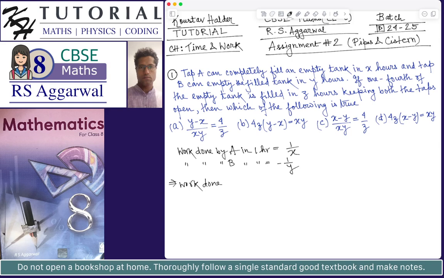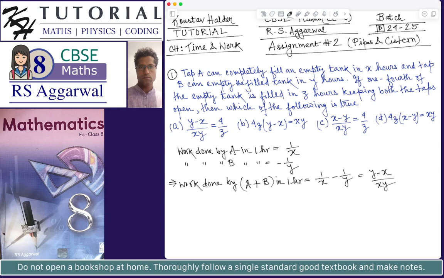Okay, so work done by A plus B, that is when both the taps are working or both the taps are open, in 1 hour will be equal to 1 by X minus 1 by Y, which is equal to (Y minus X) divided by XY.